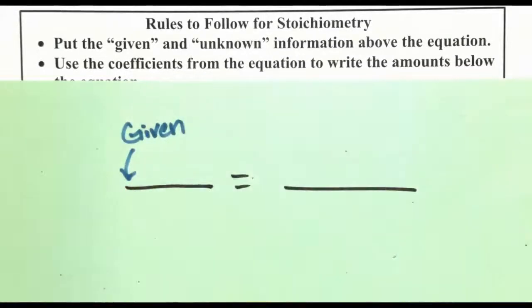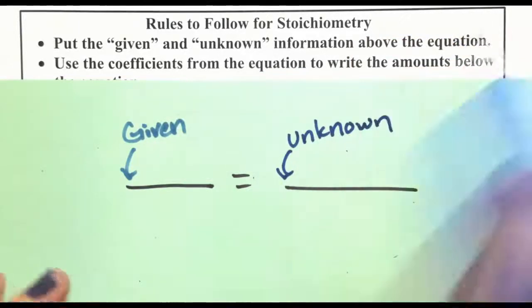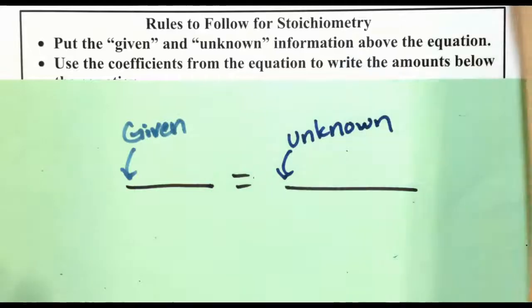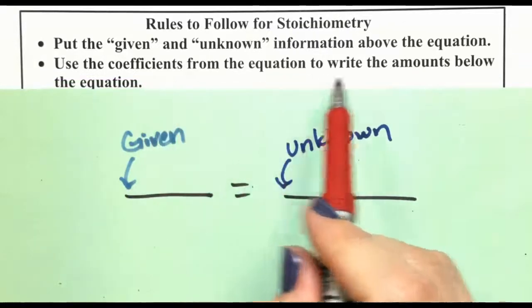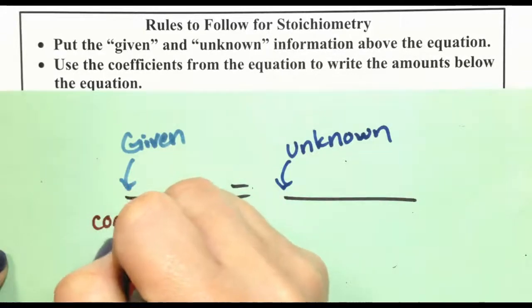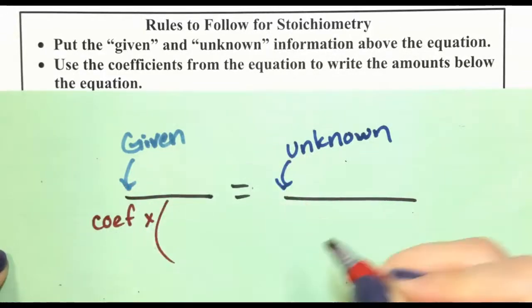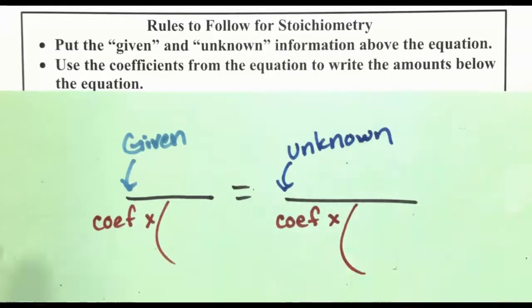So it's going to be a number and a unit. And on the right side of the equation is where we put the unknown information. And that's going to also be a number and a unit. On the bottom of the equation, we're going to use the coefficients from the equation to write the amounts below the equation. So you're going to write your coefficient here times some information, and then same thing on this side, the coefficient times some information.